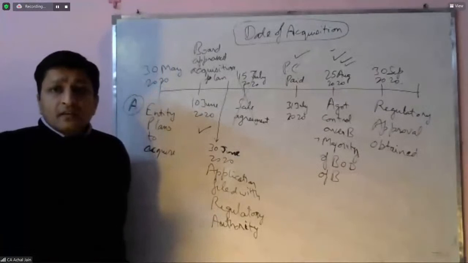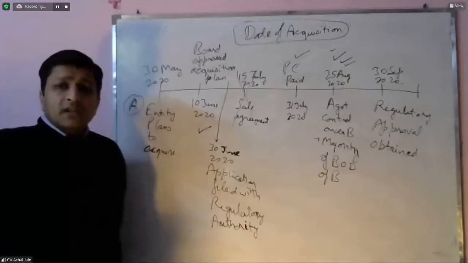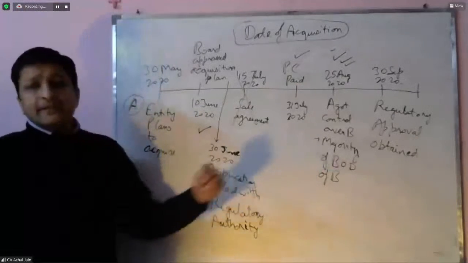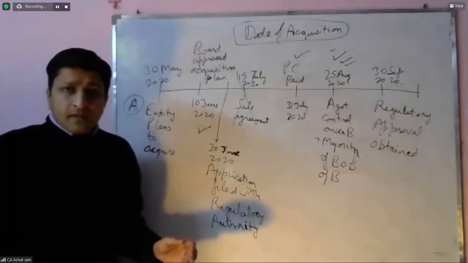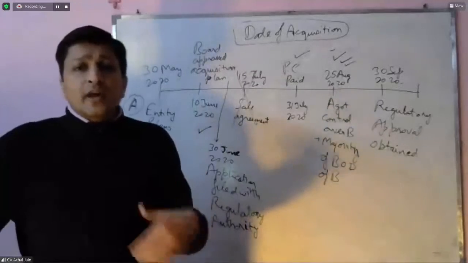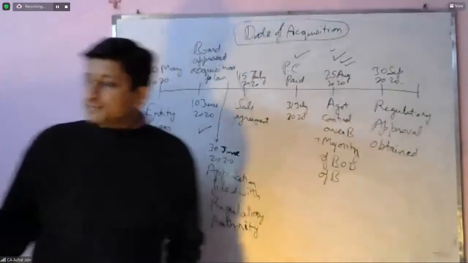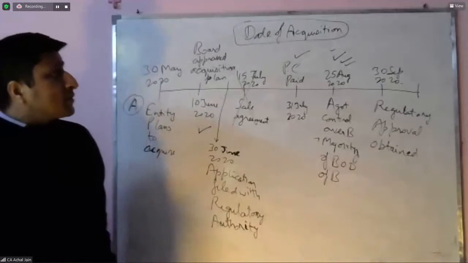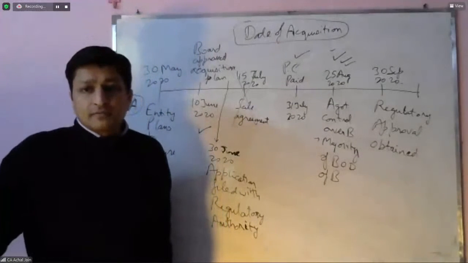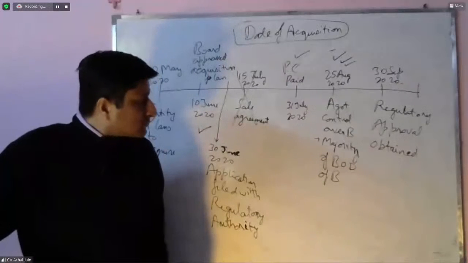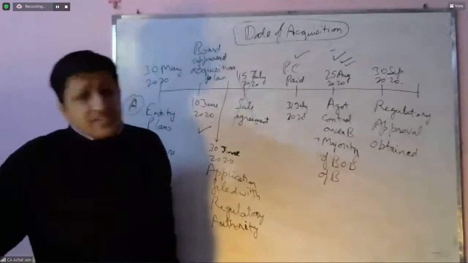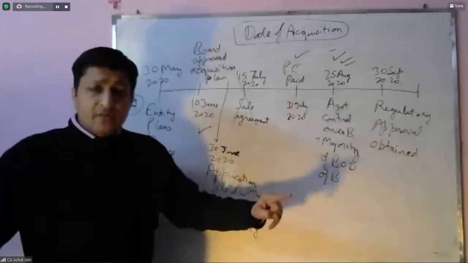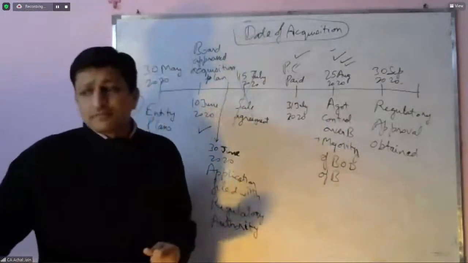Now, once again, the same confusion is required to be settled: with these two additional events, what should be the conclusion around the date of acquisition? Should we still say that 25th of August 2020 will be the date of acquisition, or will this now change?